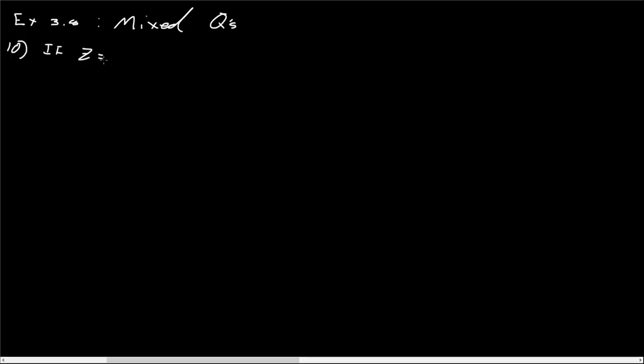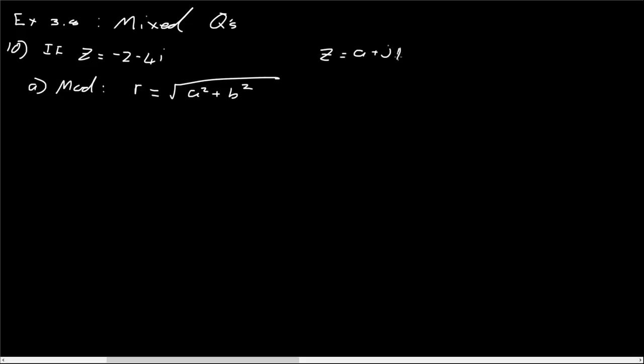So question 10 says, if z, so if a complex number, is equal to minus 2 minus 4i, calculate a, the modulus. Okay, the modulus, you'll remember, is... like what is your book's notation for a modulus? Well, the modulus we usually call r. r is the modulus, and r is equal to the square root of a squared plus b squared. And the a and b come from the general form of a complex number, z equals a plus jb.